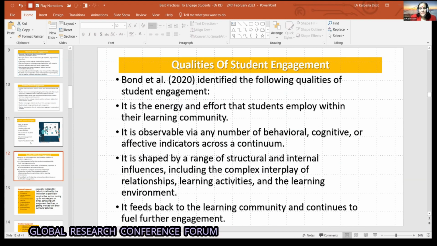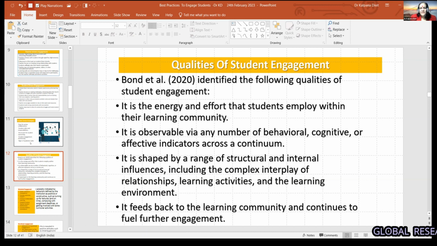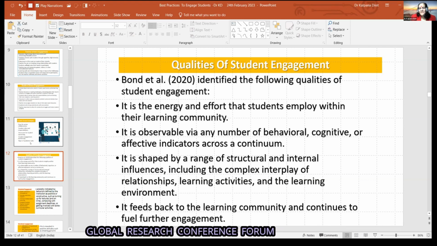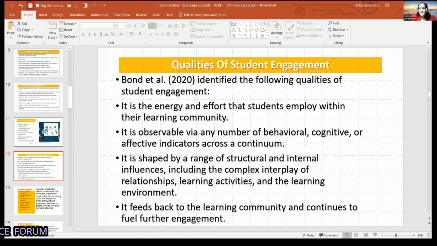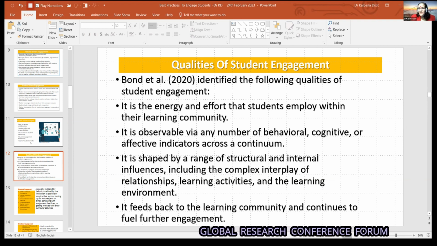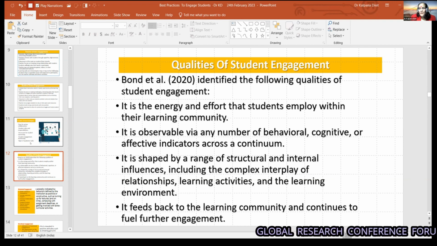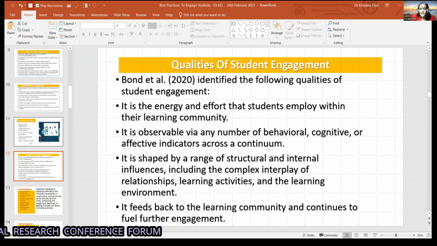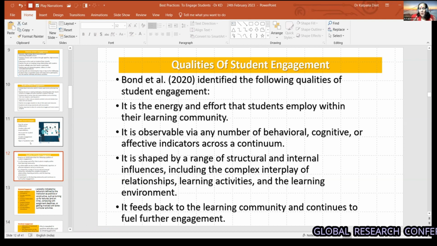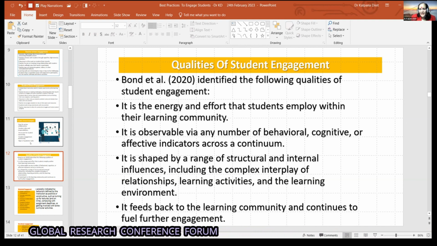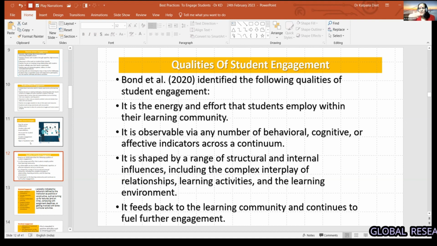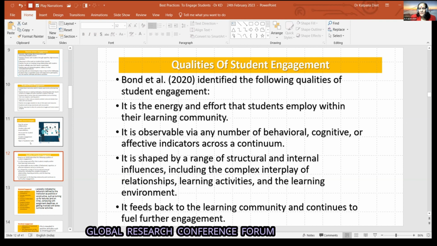And what are the qualities of student engagement? Bonnet et al. defined the following qualities. It is the energy and effort that students deploy within their learning community. It is observable via any number of behavioral, cognitive, or affective indicators. As you all know, without all these cognitive domains, one cannot learn, one cannot achieve the required learning outcomes and educational goals. And it is shaped by a range of structural and internal influences, including the complex interplay of relationships of all the activities, relationships of communication, relationship between teacher and taught, and relationship with the classroom environment. That also supports positive engagement in the classroom.